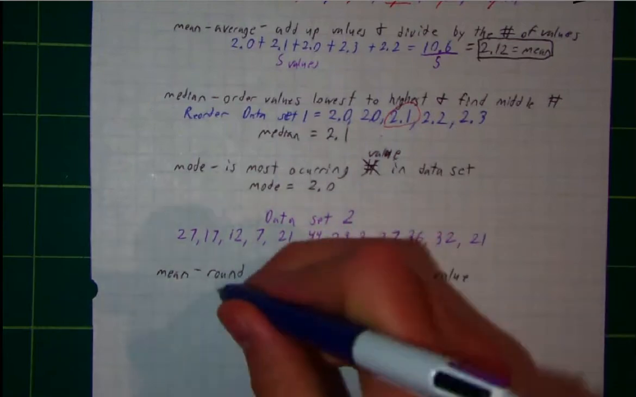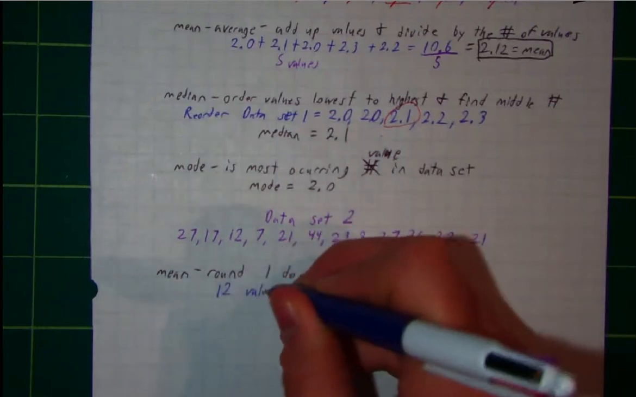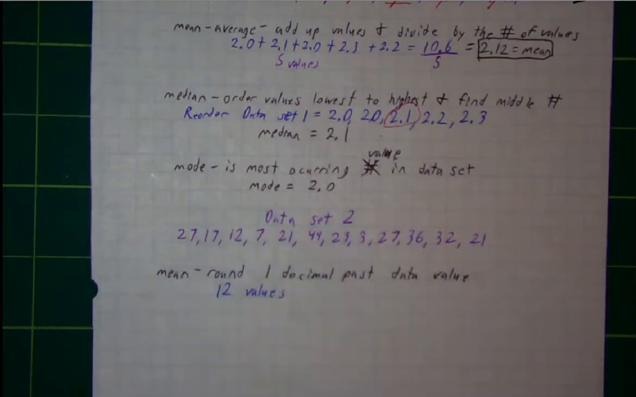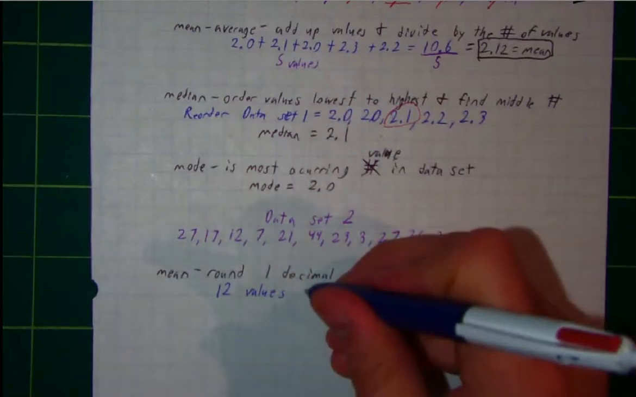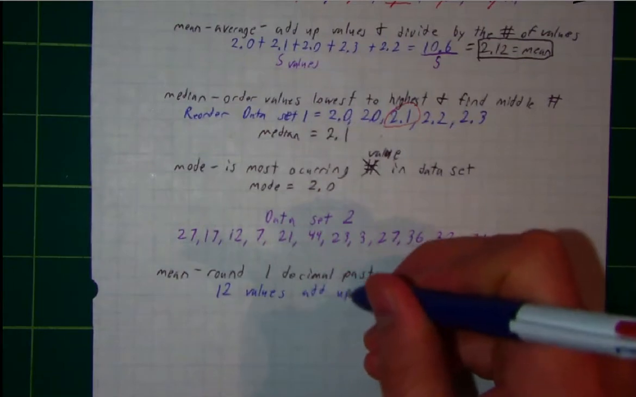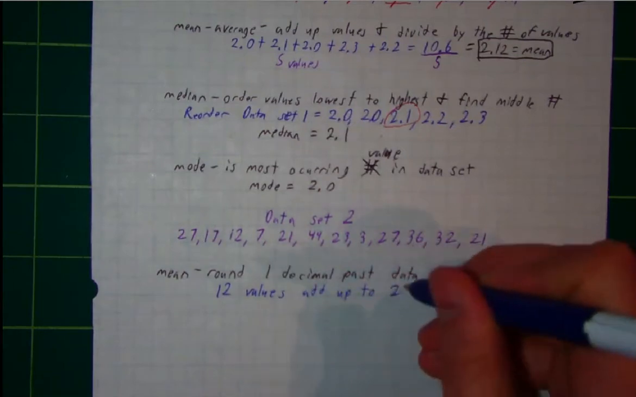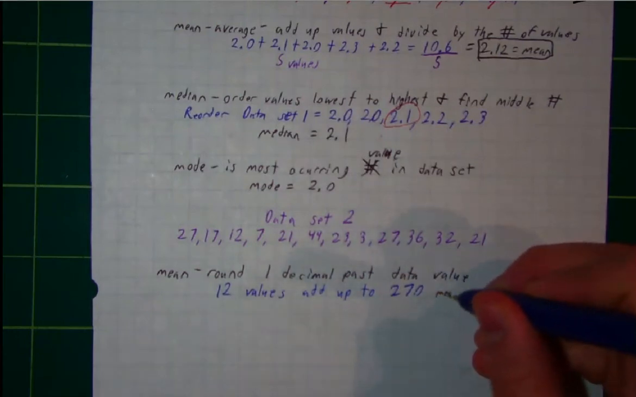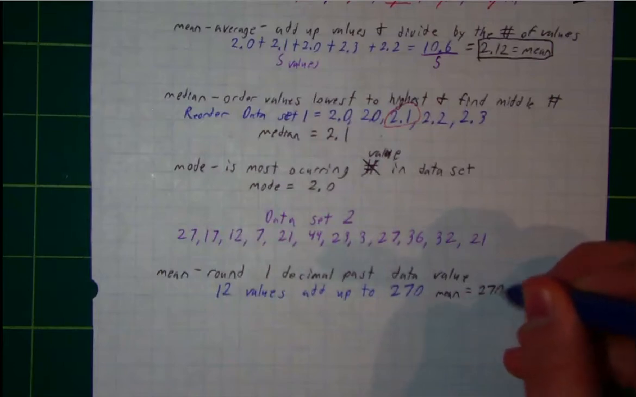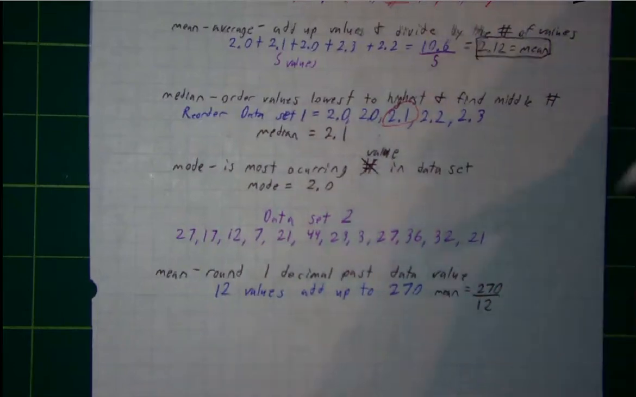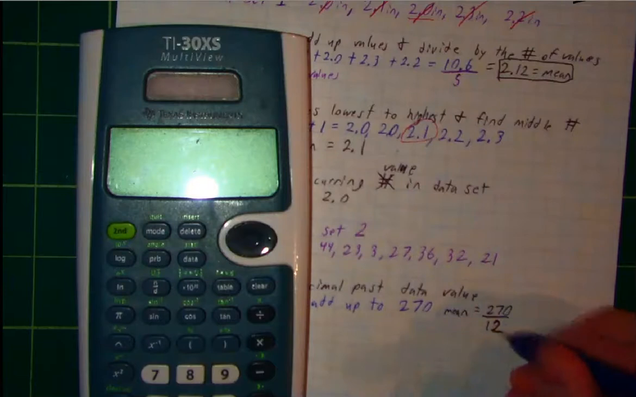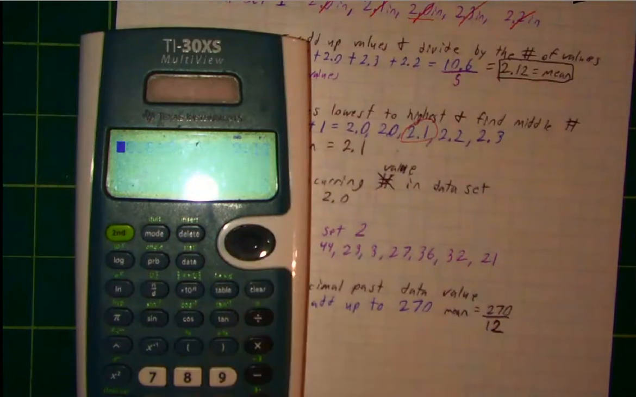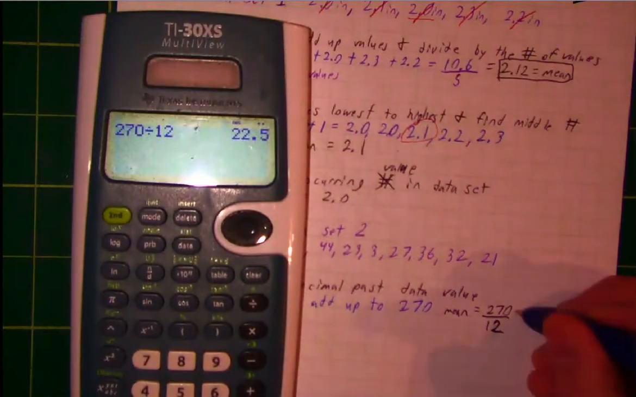I'll save you the math. Just trust me on this. If you want, you can go grab a calculator and check my math. But these 12 values add up to exactly 270. And since there's 12 of them, the mean, therefore, will equal 270 divided by 12. And if we type 270 divided by 12 into our calculator, we get 22.5.